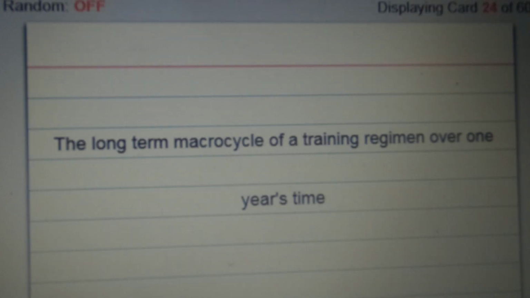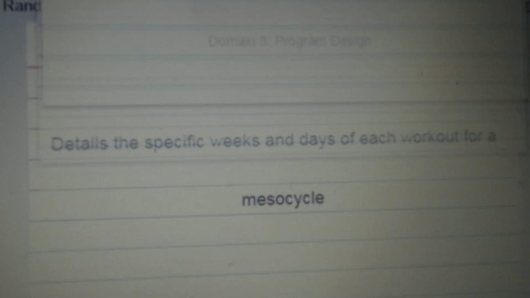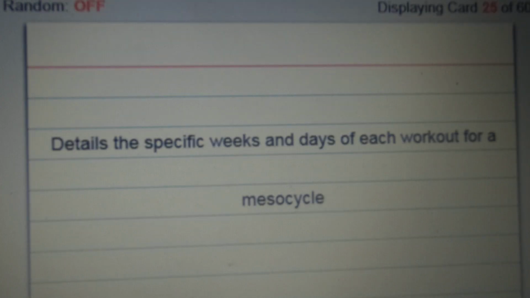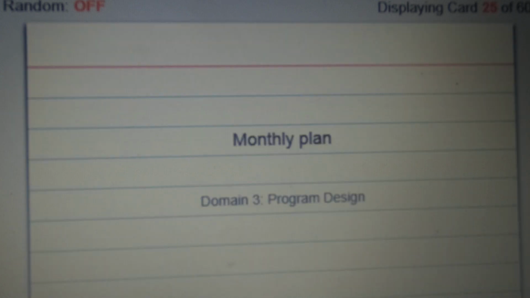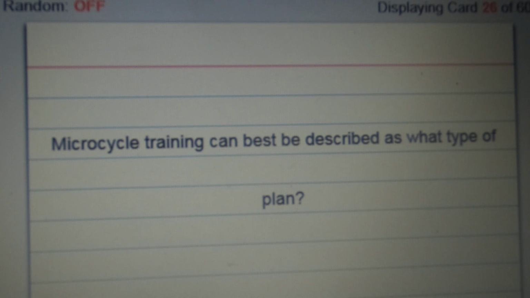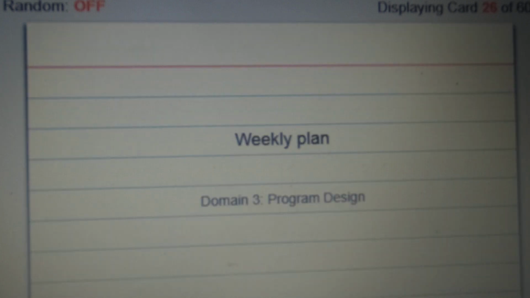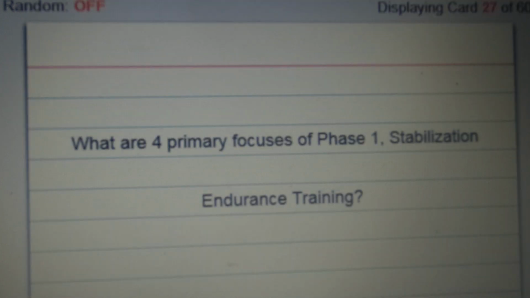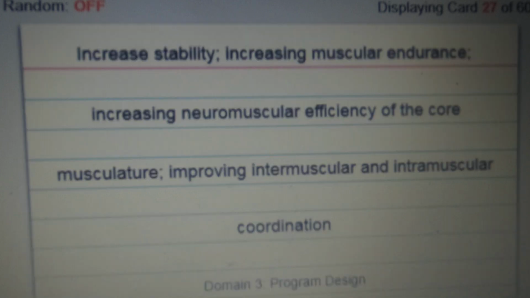The long-term macro cycle of a training regimen over 1 year's time. Annual plan. Details the specific weeks and days of each workout for a mesocycle. Monthly plan. Microcycle training can best be described as what type of plan? Weekly plan.